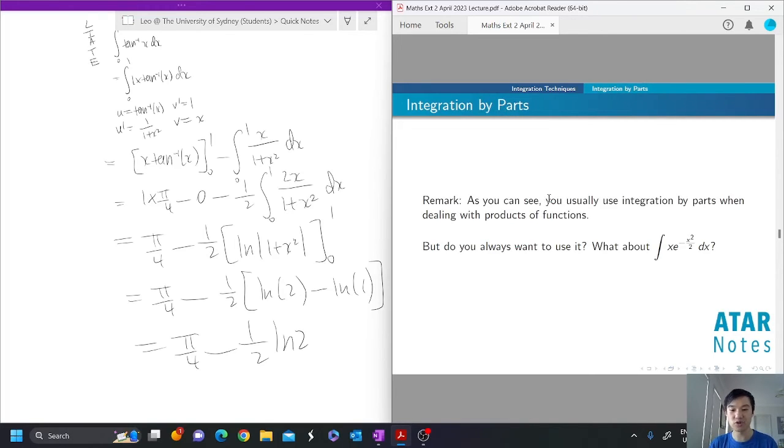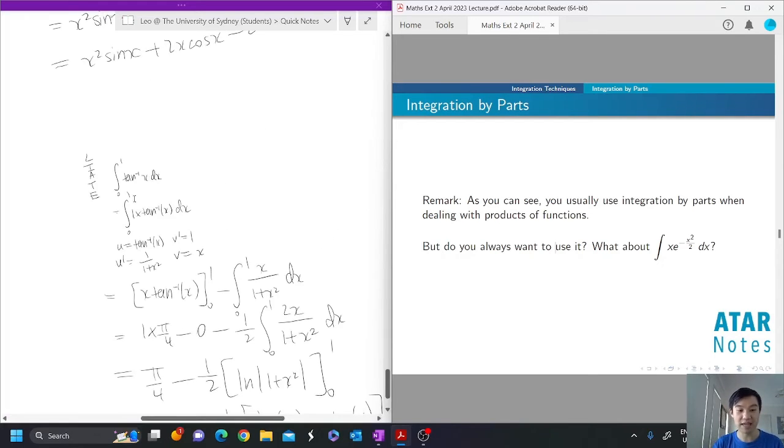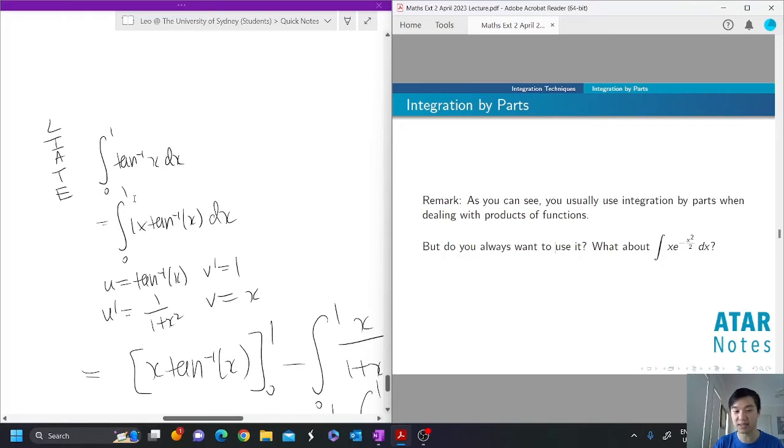As you can see, you usually use integration by parts when you're dealing with products of functions, but do you always want to use it? Remember, what the slide is trying to say is don't fall in the trap of always resorting to integration by parts as your default method. It's useful, yes, but you should try to use it as a last resort, because sometimes, as you saw from the earlier questions we did without using integration by parts, there are other ways of dealing with them. And sometimes you might miss an easier way because you always just resort to integration by parts.